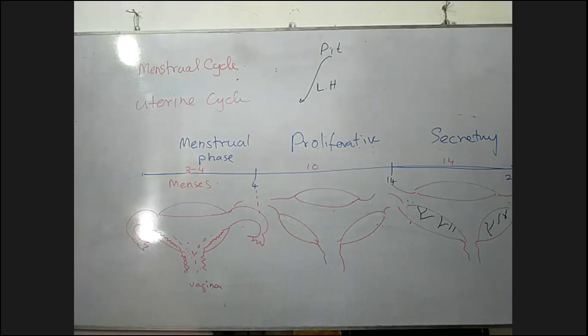So what is the difference between the uterine cycle and the ovarian cycle? The ovarian cycle is happening in the ovary. The uterine cycle is happening in the uterus. But both happen at the same time. Both happen together. So now, did you all understand the uterine cycle?